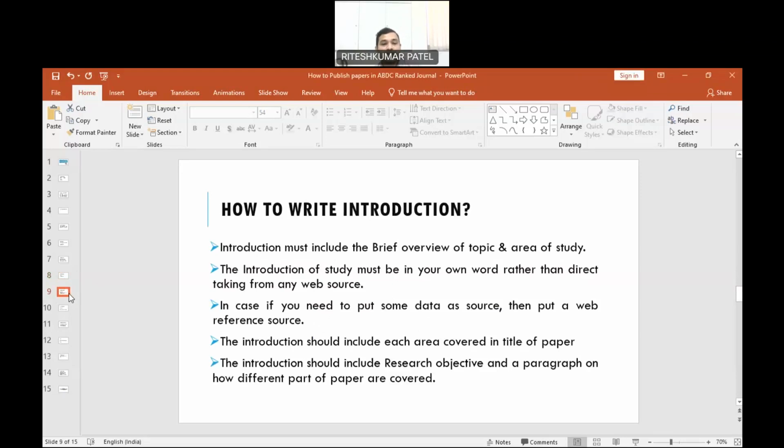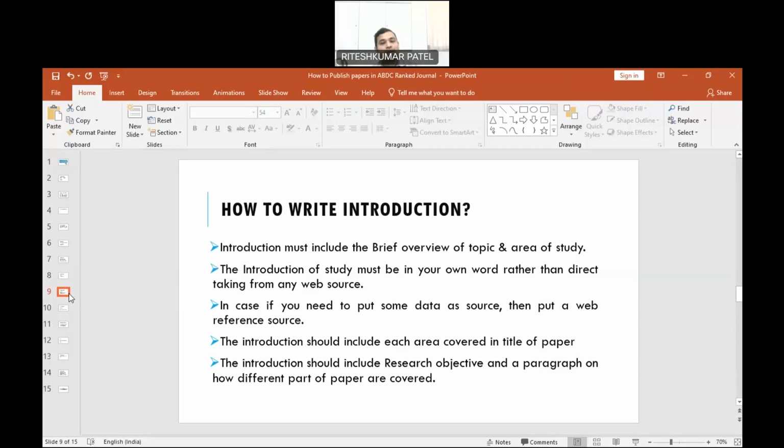Now, first is how to write the introduction. The introduction must include a brief overview of the topic and the area of study. So the introduction must give an idea of what the topic is and what the area of study is. In that case, you need to decide from where to start. Normally, some topics are 100 years old, some topics are 30 years old, some topics have just emerged 5 years ago. So from the time the topic was incepted, you need to go ahead with that topic, so that you can know how you can move ahead.